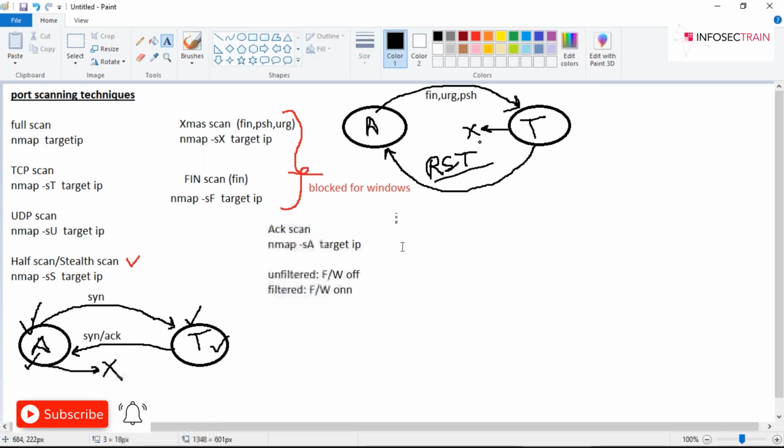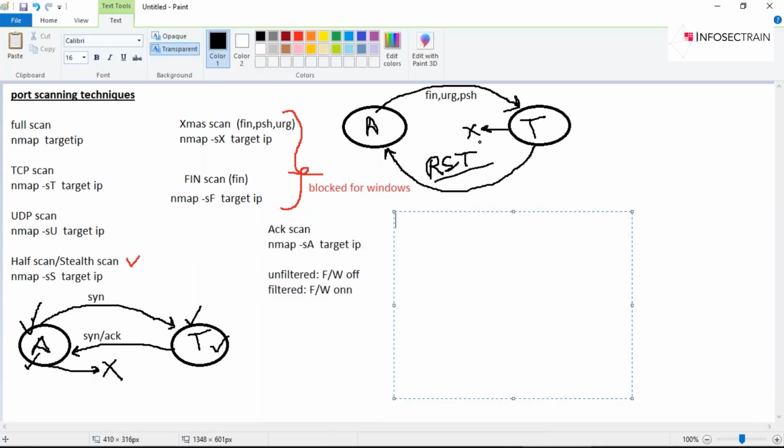All right. Then we have next, guys, that is aggressive scan. Right. Again, we have aggressive scan. Now, what is aggressive scan, guys?